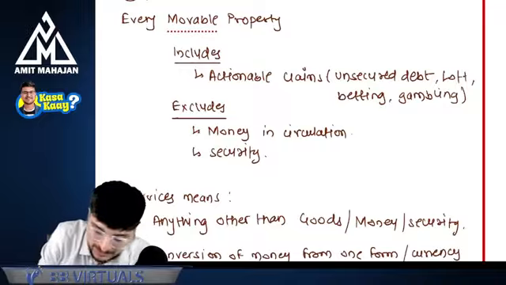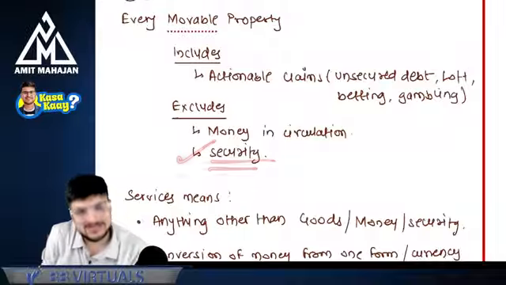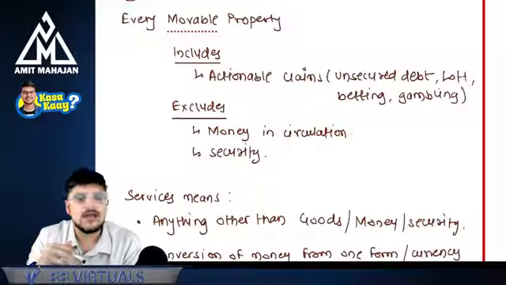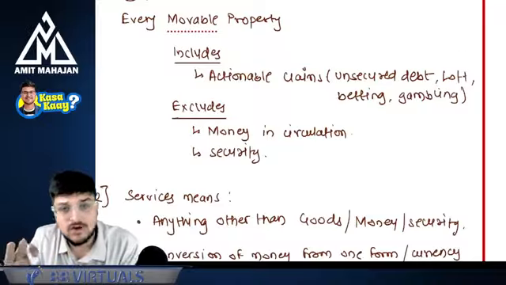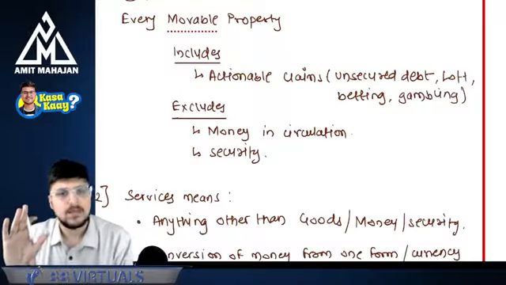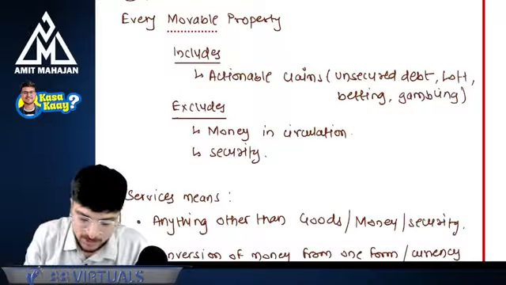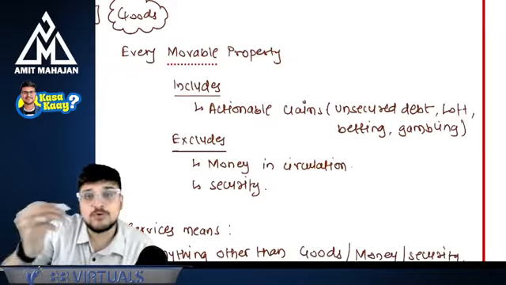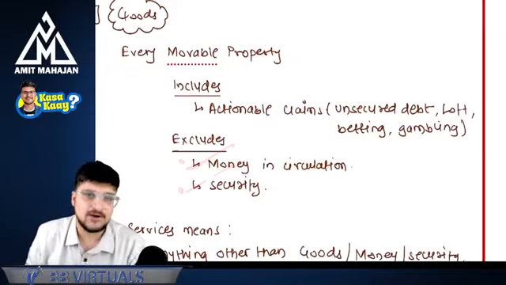Perfect. Understood. Second point is security. Security means shares, debentures. These are securities. If you trade any security, then in that case, there will not be any GST. It will not be considered as supply. So every movable property, including actionable claim, but excluding what? Money in circulation and security.